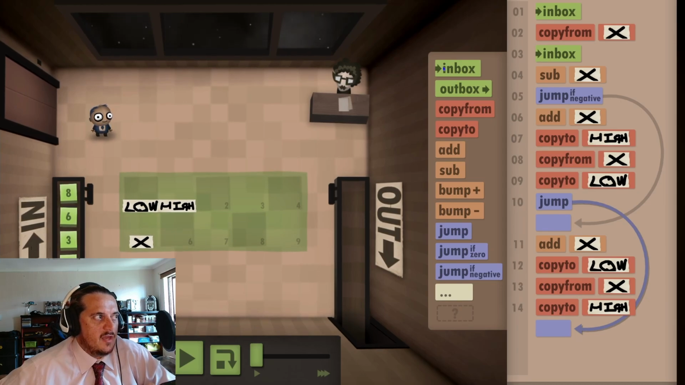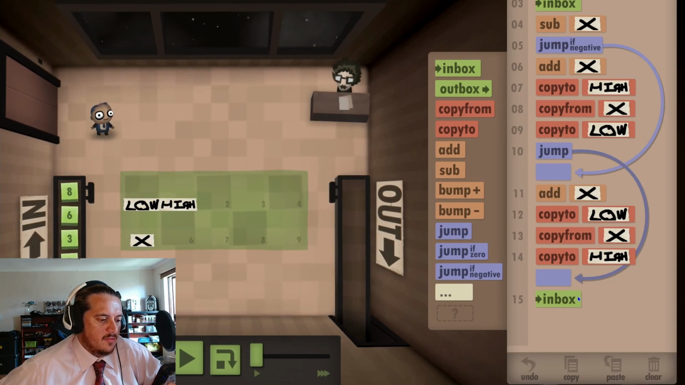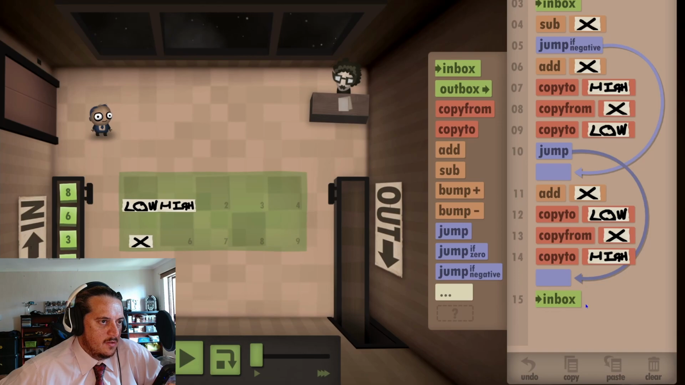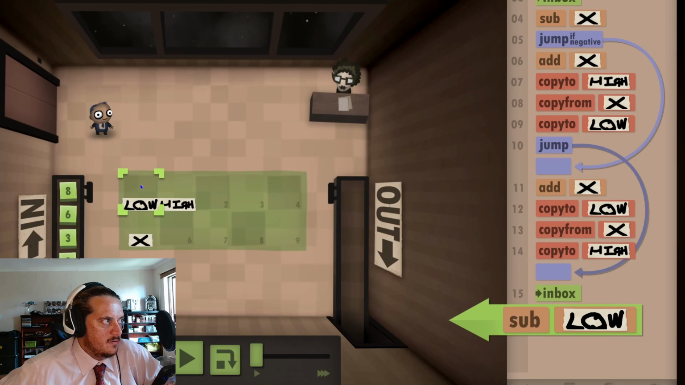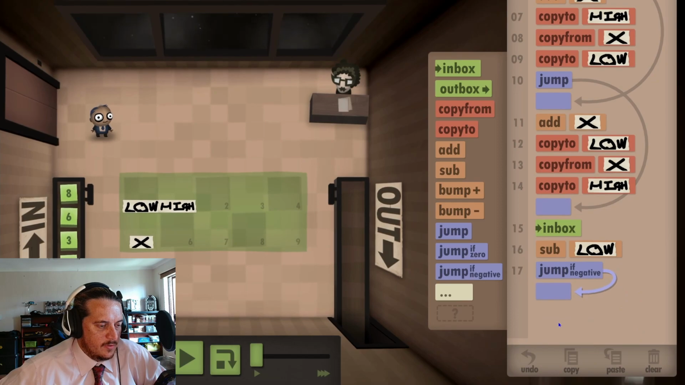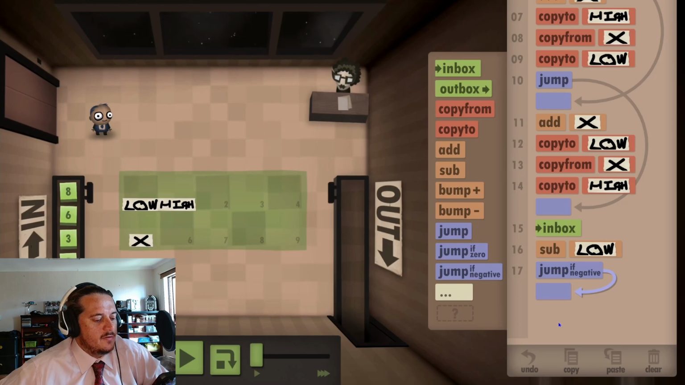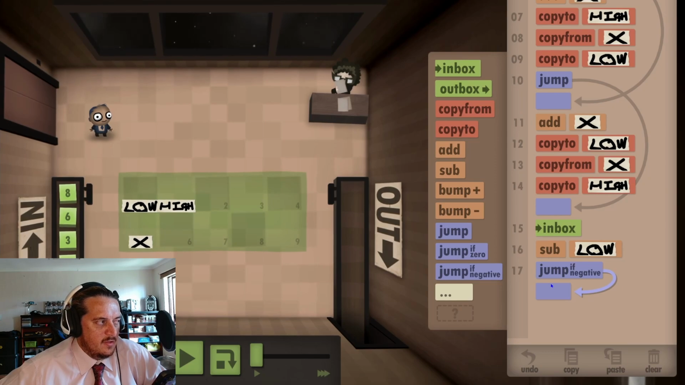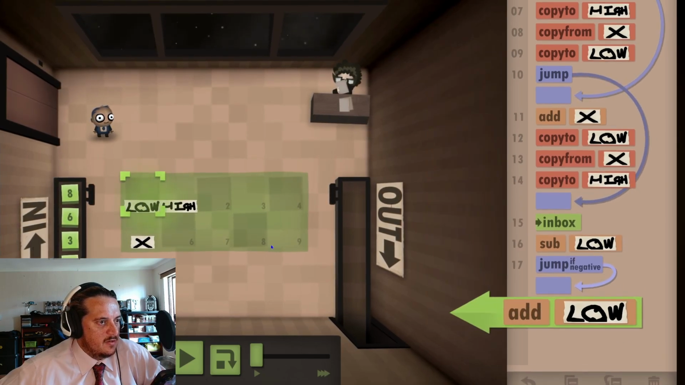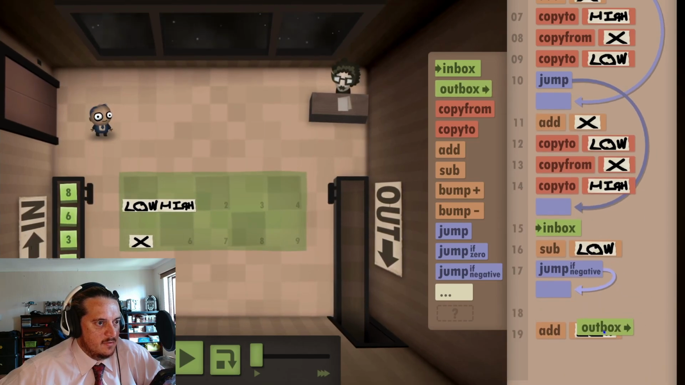So now we're going to take the third number, right? So now I've got the third number, okay? And then we're going to subtract the low number from the third number. If negative, we're doing a jump. So we're going to take the third number minus the low number. If it's negative, then we're going to add the number back. We're going to outbox the number.